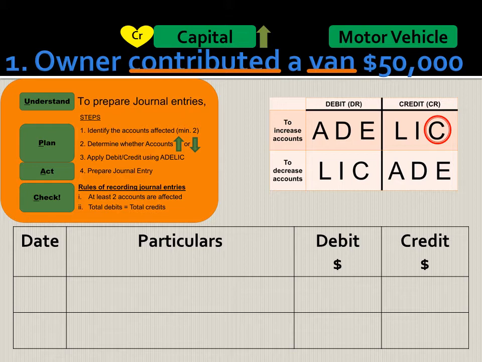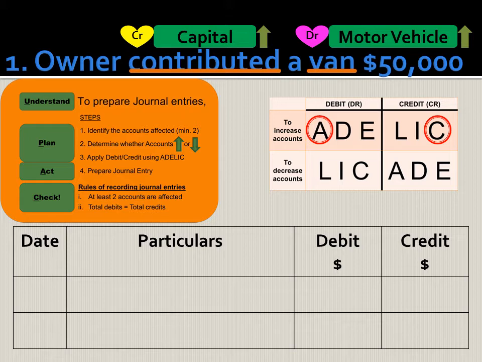Next, let's look at the effect on the motor vehicles account. When the owner contributes a motor vehicle, the account increases. Motor vehicle is an asset, and when an asset increases, we would need to debit the account. Step 4. We are going to prepare the journal entry.